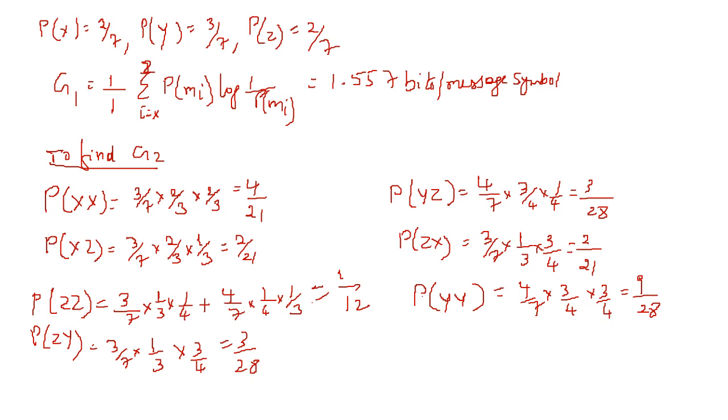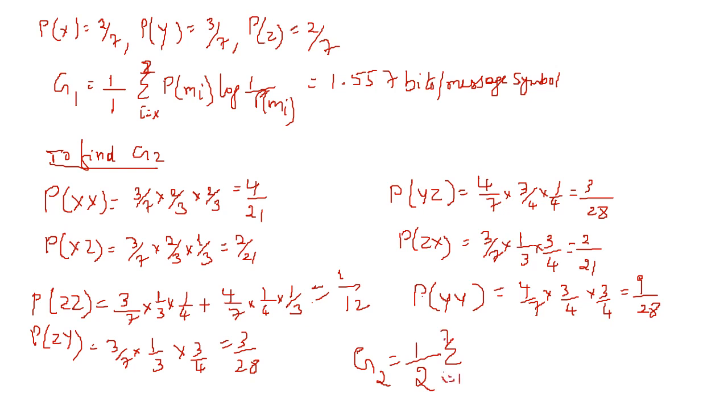So you have finished with all the symbol probabilities given. Next is to find the entropy. Now what is G2? G2 will be the entropy of all these probabilities, that is 1 by 2 into the summation of these double symbol probabilities.